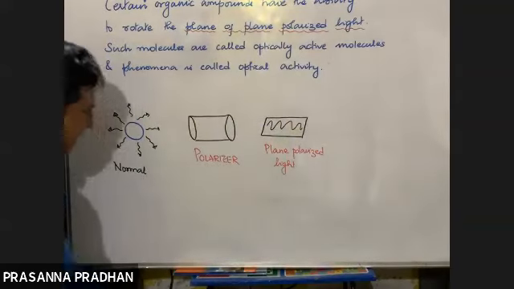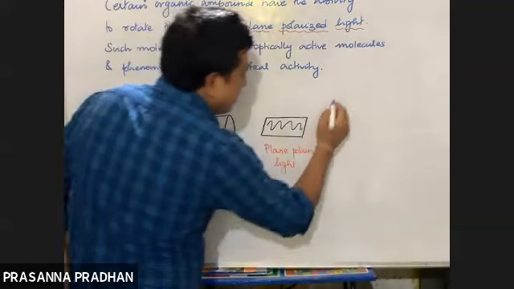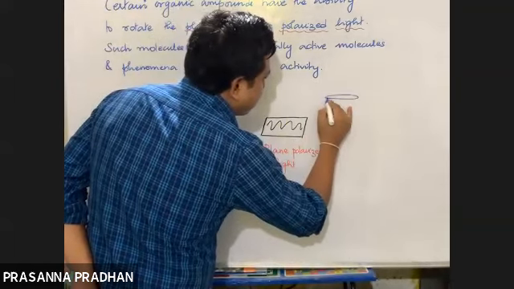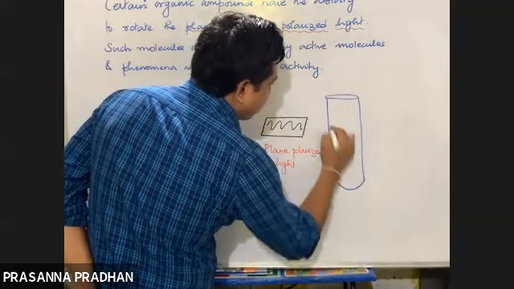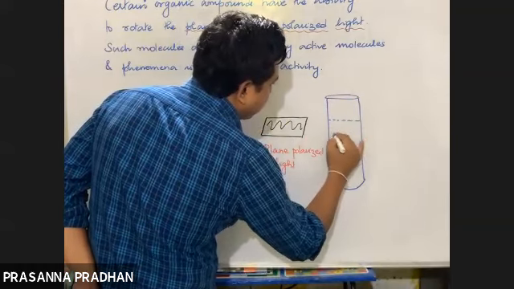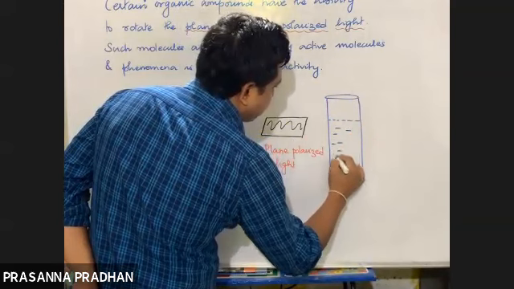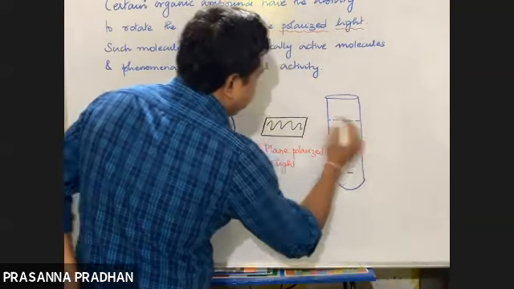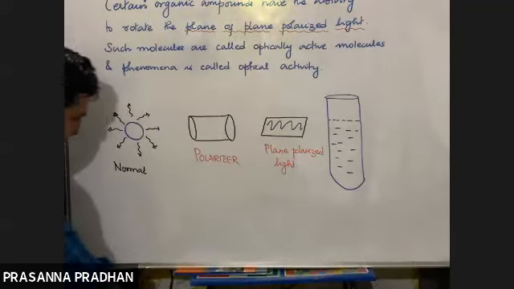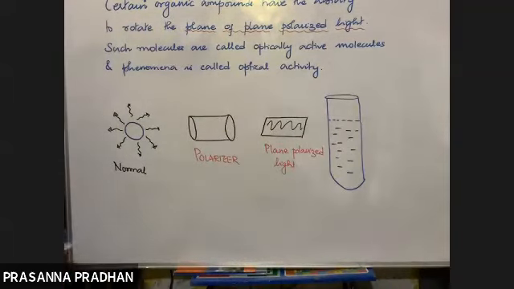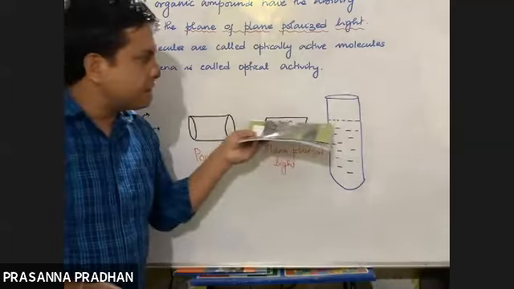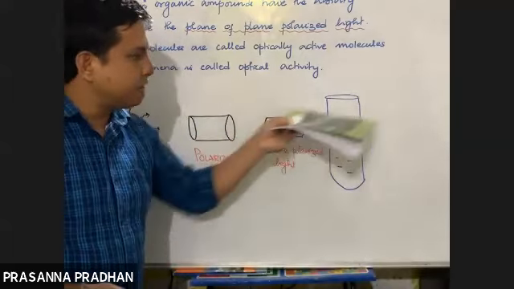Okay, and when such plane polarized light is passed through a solution of certain organic compounds, so this is a solution containing an organic compound. What are you doing? You are passing a plane polarized light. An ordinary source of light, if you pass it through a solution, what will happen? It will just pass through it.